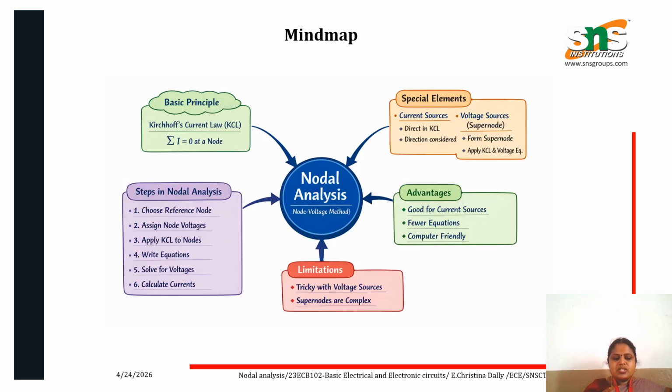Next is the mind map for this session. We have seen the basic principle used in nodal analysis, that is KCL, Kirchhoff's current law, and the special elements, that is current sources and voltage sources. Current sources are included directly in KCL, with the direction considered. Voltage sources form the super node, and we apply KCL and the voltage equations. We also saw the steps in nodal analysis and its advantages: it is good for current sources, needs fewer equations, and is computer friendly. As for the limitations, it is tricky with voltage sources, and the super nodes are complex.